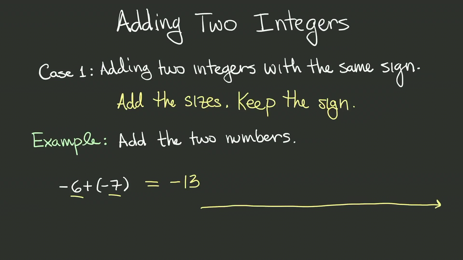So if I have a number line and I'm starting at 0 here, I'm going to move to the left to get to -6. So 1, 2, 3, 4, 5, 6. So I'm here at -6. And then I want to subtract 7 from that. 1, 2, 3, 4, 5, 6, 7. So when I subtract on the number line, I'm going to move to the left. So 1, 2, 3, 4, 5, 6, 7 is going to get me to -13.